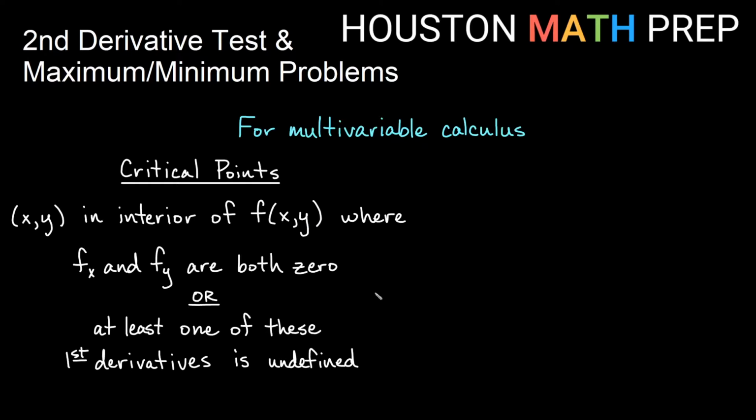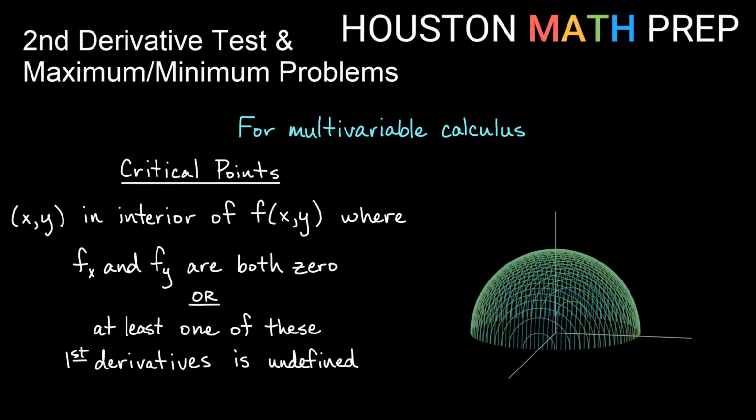So for functions of more than one variable, we want to look for points in the xy plane that are in the interior of the domain for our function. And we will look specifically where our first partial derivatives, partial derivative with respect to x and partial derivative with respect to y, are both 0, or at least one of these partial derivatives is undefined. Those will be our critical points.